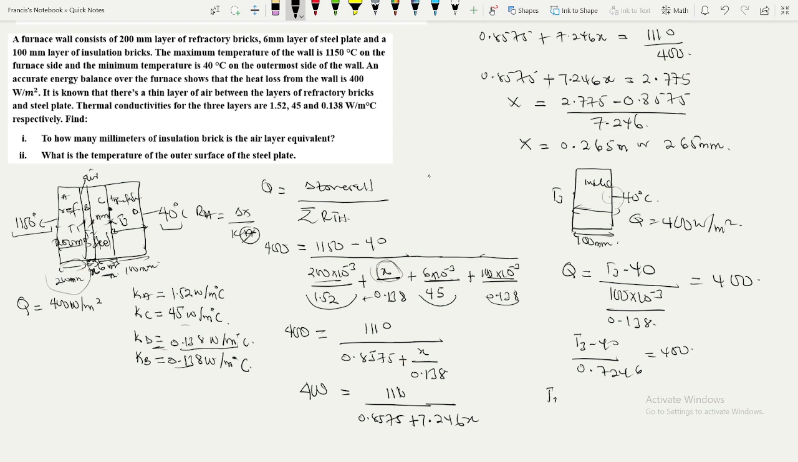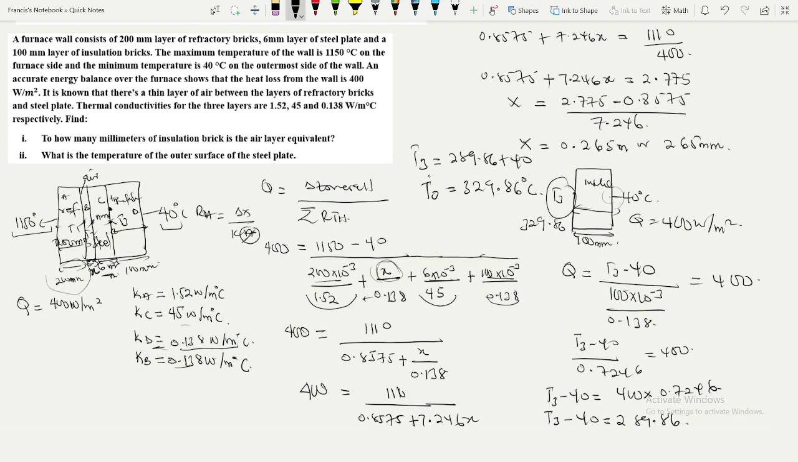So when we evaluate that, T3 minus 40 over 100 times 10 exponent minus 3 over 0.138, we get 0.7246, which should be equal to 400. So our T3 minus 40 becomes 400 times 0.7246, and then T3 minus 40 is equal to 289.86. So now our T3 is equal to 289.86 plus 40, and then we get our T3 to be 329.86 degrees Celsius. Now our temperature here is 329.86 degrees Celsius.